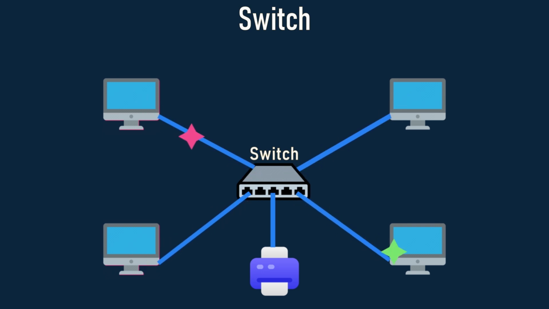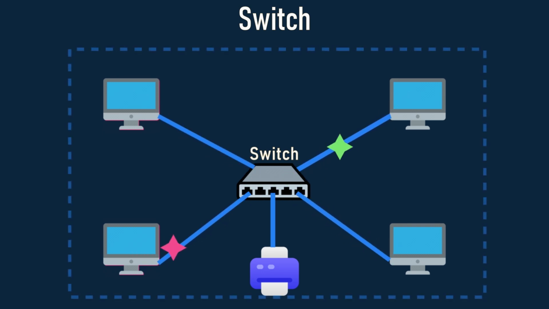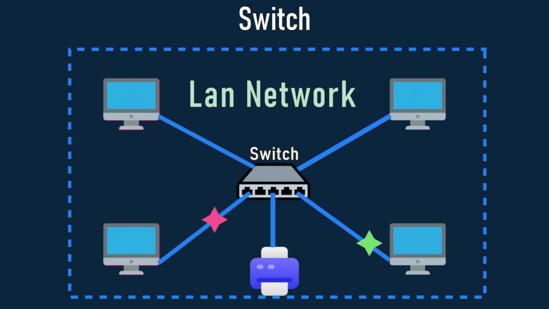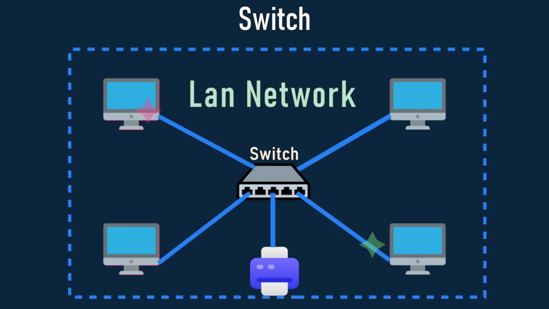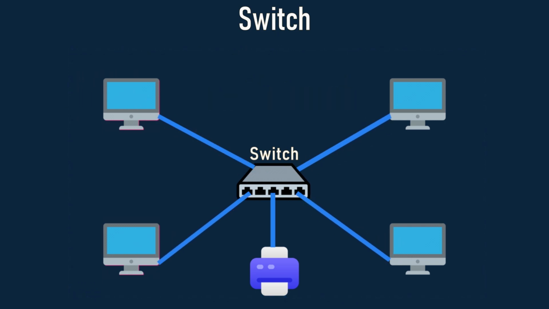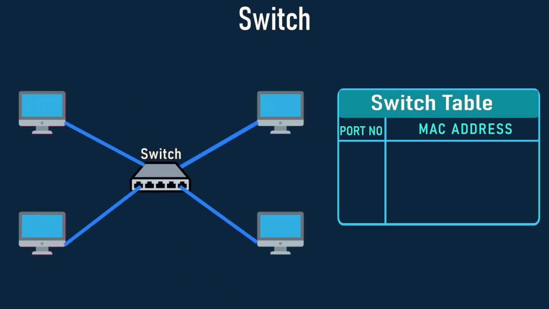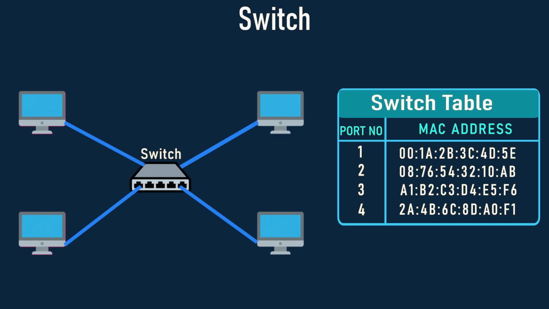Once you connect devices to a switch, it creates a LAN or local area network. A simple LAN can be created using a switch by connecting devices to it. Unlike a hub, a switch is a smart device. The way a switch works is that it stores the MAC address of each device connected to it. A switch basically learns which device is connected to which port by maintaining a MAC address table.